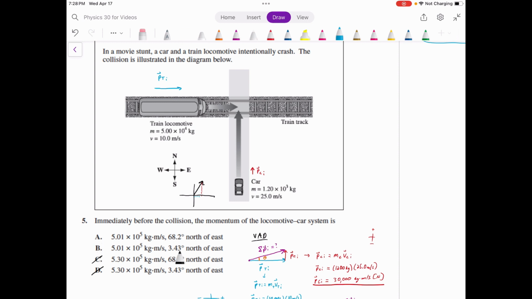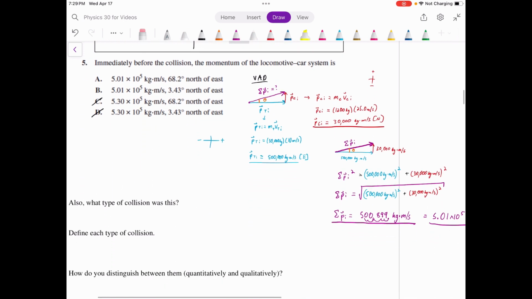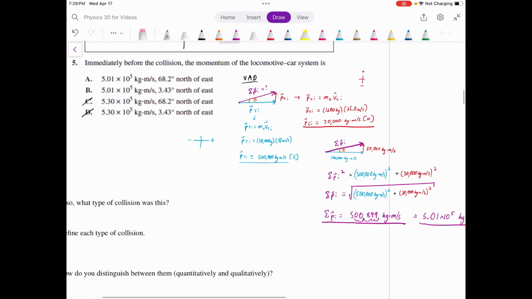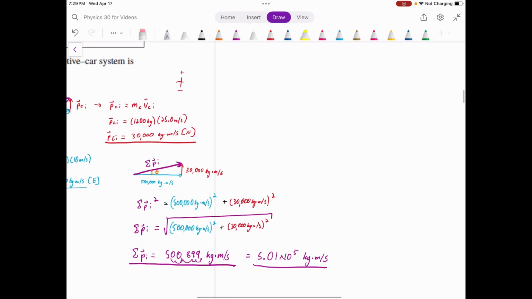B makes a lot more sense. It's only 3 degrees north of east. Not a very big angle, but the train to the east has way more momentum than the car to the north. So B makes sense. Let's just actually calculate the angle to make extra sure, but I'm feeling pretty good about B being the right answer. But now, right, we can come back to our diagram, see what I mean?